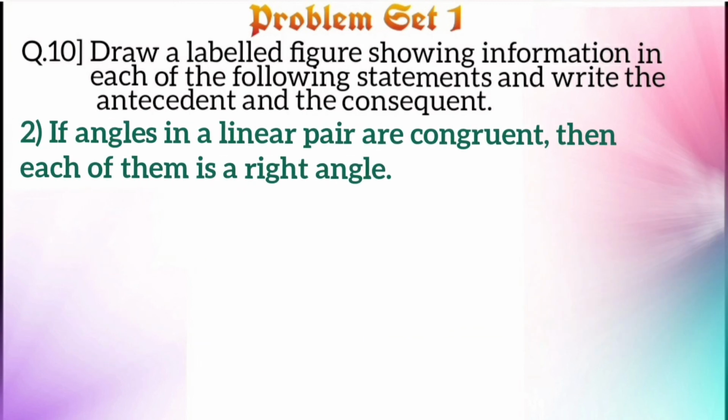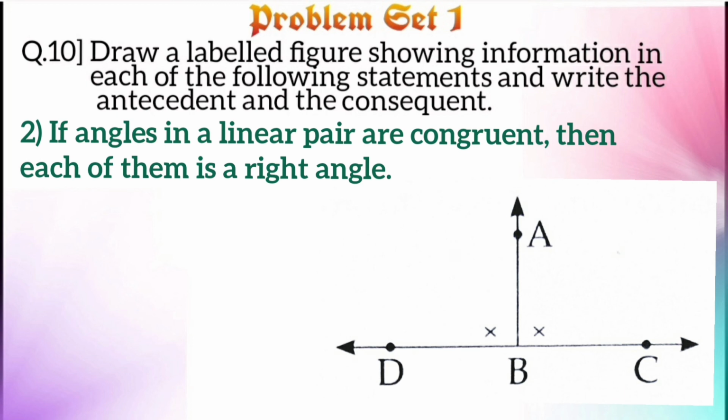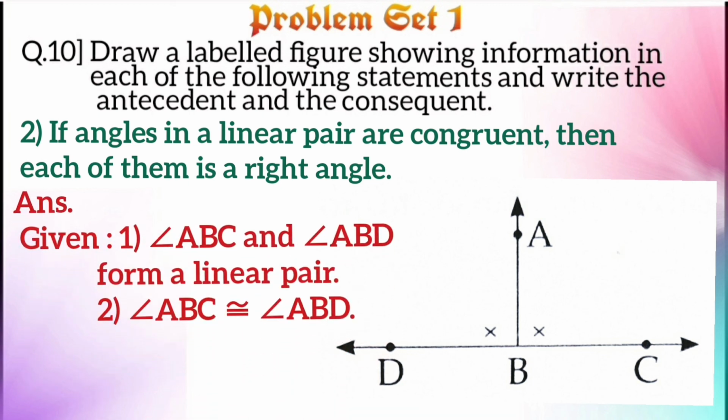If angles in a linear pair are congruent, then each of them is a right angle. So this is the diagram. Here the two angles are angle ABD and angle ABC, and they are a linear pair. This is how we have to draw the diagram for this question. If you read the antecedent part, it says if angles in a linear pair are congruent. That means what is the given part? First is angle ABC and angle ABD form a linear pair. Second given is angle ABC is congruent to angle ABD.